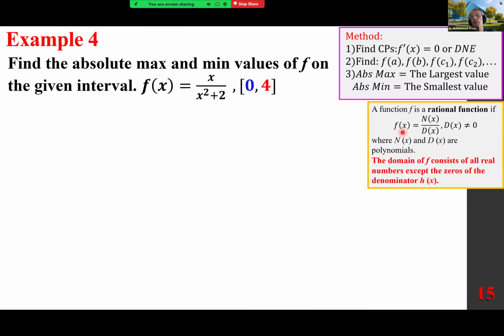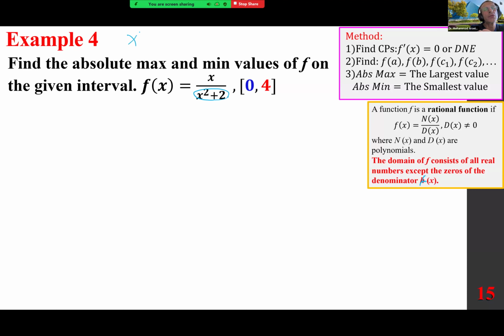A rational function is in the form of n of x over d of x. Needless to say, d of x, the denominator, can't be 0. N stands for the numerator, d stands for the denominator. N and d are both polynomials. The domain of f consists of all real numbers except the zeros of the denominator of the function f of x. And so with that being the case, if you set this one equal to 0 and exclude that, that becomes the domain.